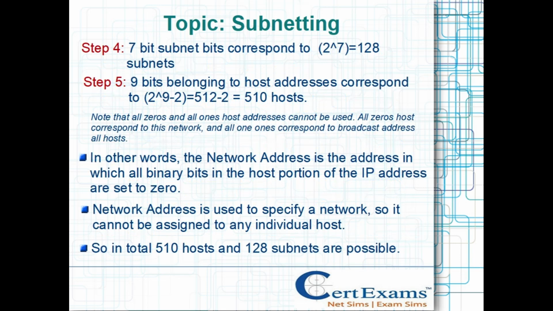Step 4. 7-bit subnet bits correspond to 2 exponential 7, which is 128 subnets. Step 5. 9 bits belonging to host addresses correspond to 2 exponential 9 minus 2, which is equal to 512 minus 2, which gives us 510 hosts. Note that all zeros and all ones host addresses cannot be used. All zeros host corresponds to this network, and all ones corresponds to broadcast address, all hosts.